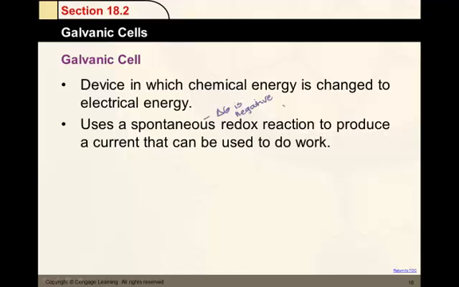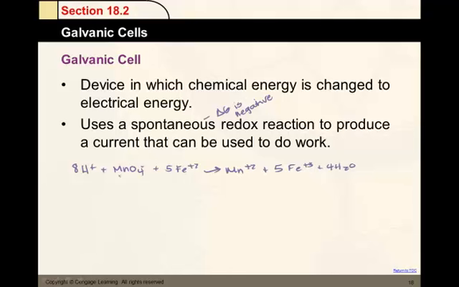Think of an earlier reaction we did where we had 8 H+, MnO4 negative, and 5 Fe2+, producing Mn2+, 5 Fe3+, and 4 waters. And I think we balanced this one using the method of half reactions.